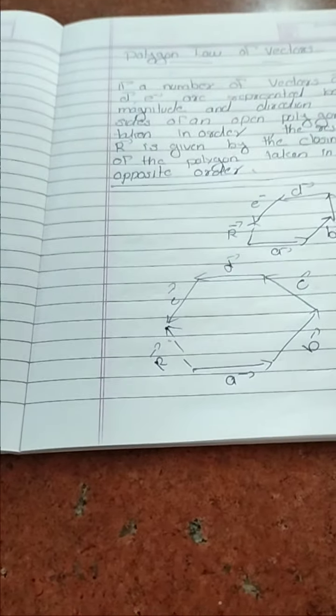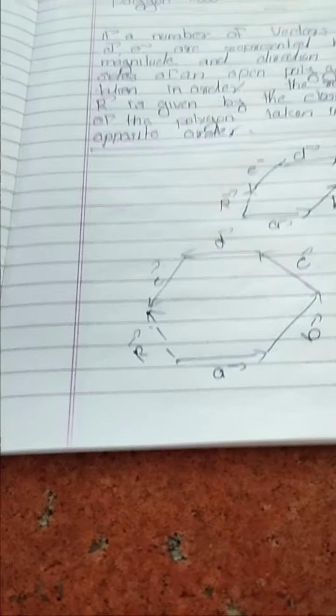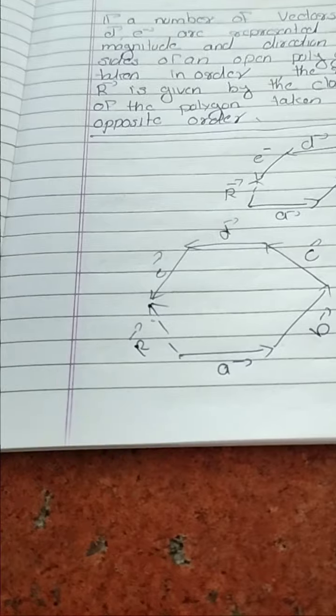So these are the three different vector addition methods: triangular, polygonal and parallelogram vector addition. Okay then, thank you.